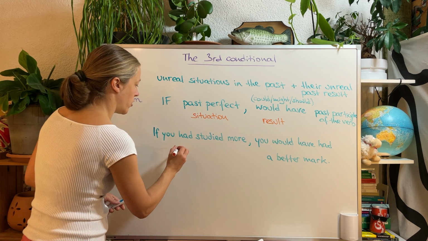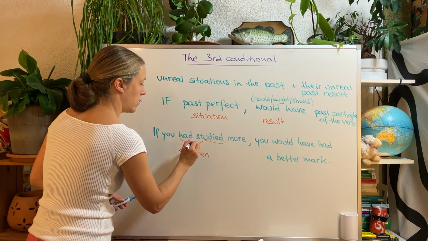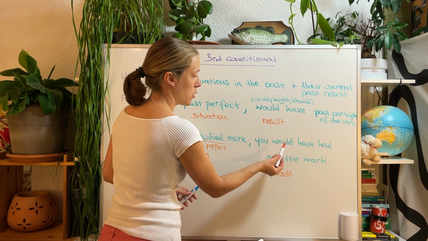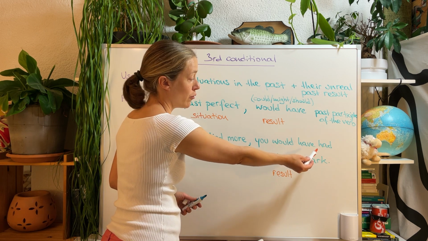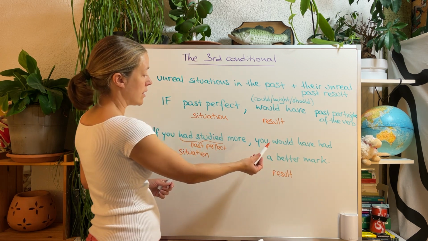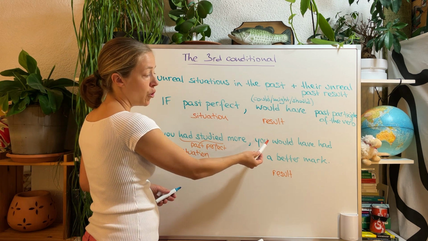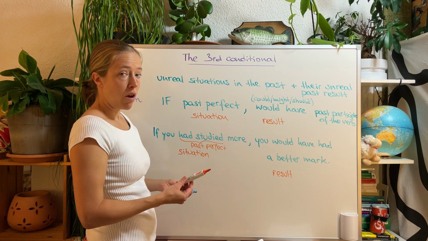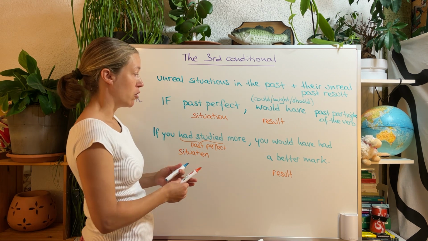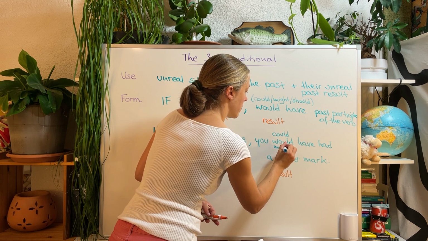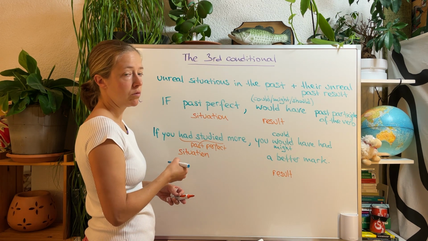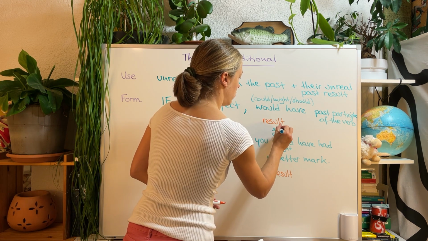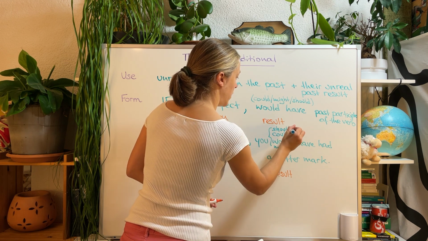So here you have the situation using the past perfect, and here you have the result using would, have, and the past participle of the verb. We could have written another sentence like, if you had studied more, you could have had a better mark, or you should have had a better mark. Vous auriez dû avoir une meilleure note, ou vous auriez pu avoir une meilleure note. Or even with might. You might have had a better mark. Il se pourrait que tu aurais eu une meilleure note. Or should. Tu aurais dû avoir une meilleure note. You have different options here.